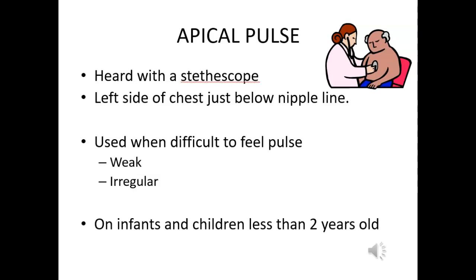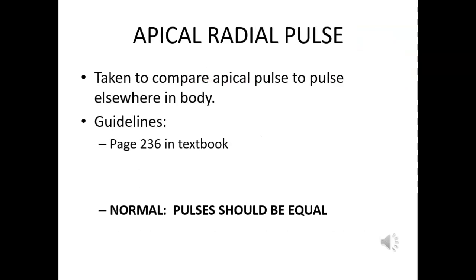So there's also something that's called the apical radial pulse. And this is taken to compare the apical pulse to elsewhere in the body. The guidelines for this are in your textbook on page 236. What is normal is that the pulses should be equal. Now keep in mind, if you're checking this, the radial pulse should not be higher than the apical pulse. The apical pulse, if anything, is going to be higher than the radial. And that would be if there is a circulation issue.